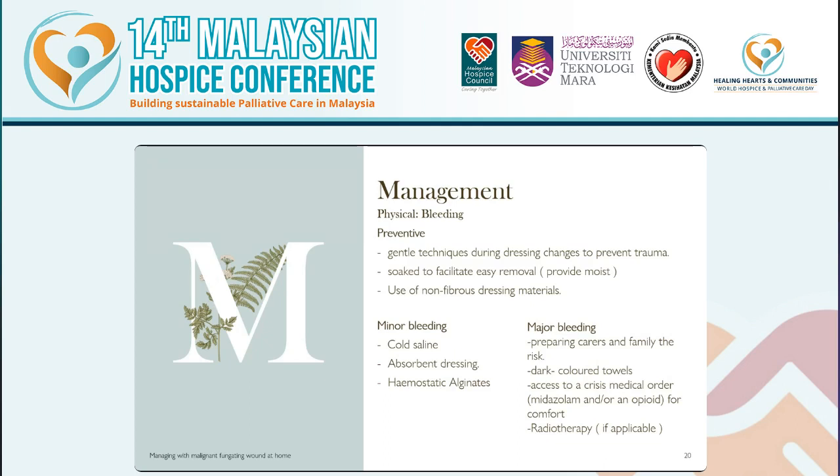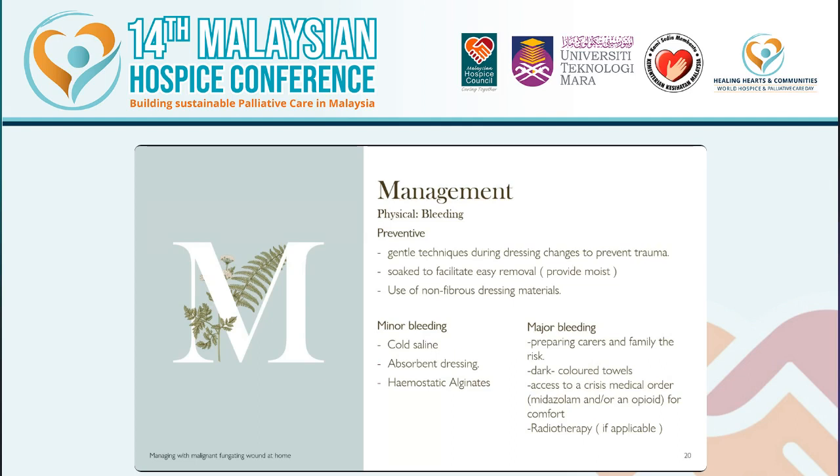For those who can afford a hemostatic alginate like Kaltostat, because it's quite pricey, you can also suggest them to buy and apply it on the wound. And these are also very good for stopping the bleeding.